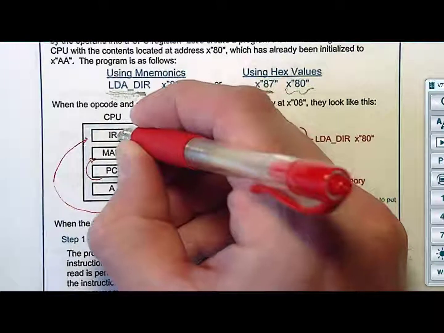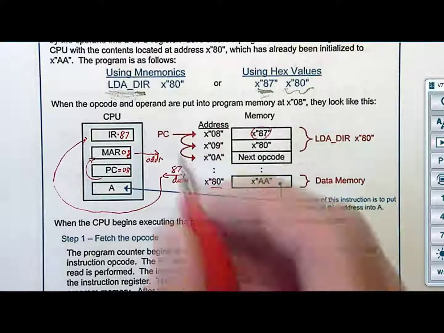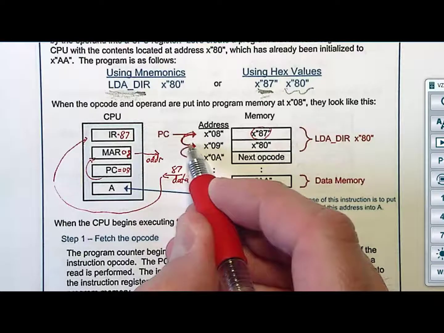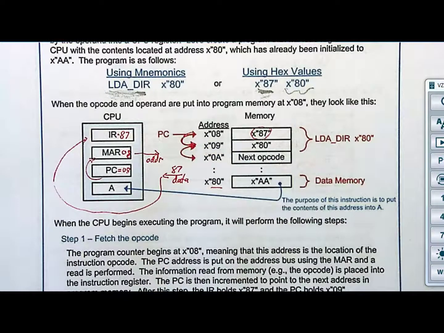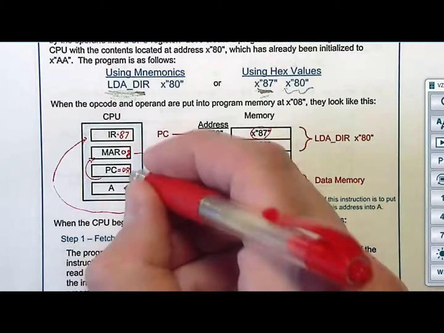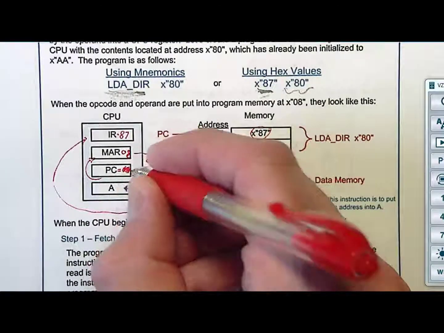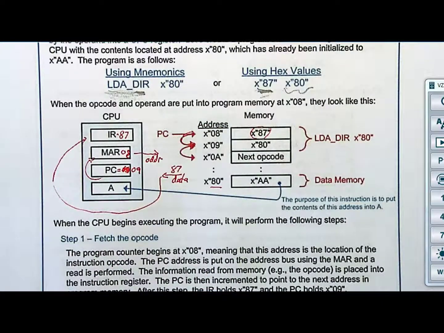Okay? Now my instruction register has my opcode, and I could decode it, but you know what I'm going to do? I'm going to increment the program counter because I need to tell it to point to the next location in memory. It could be an operand, it could be an opcode. I have no idea until I decode this instruction, but I know I need to get ready for it. So I go ahead and increment the program counter. Okay? I'm ready to decode.